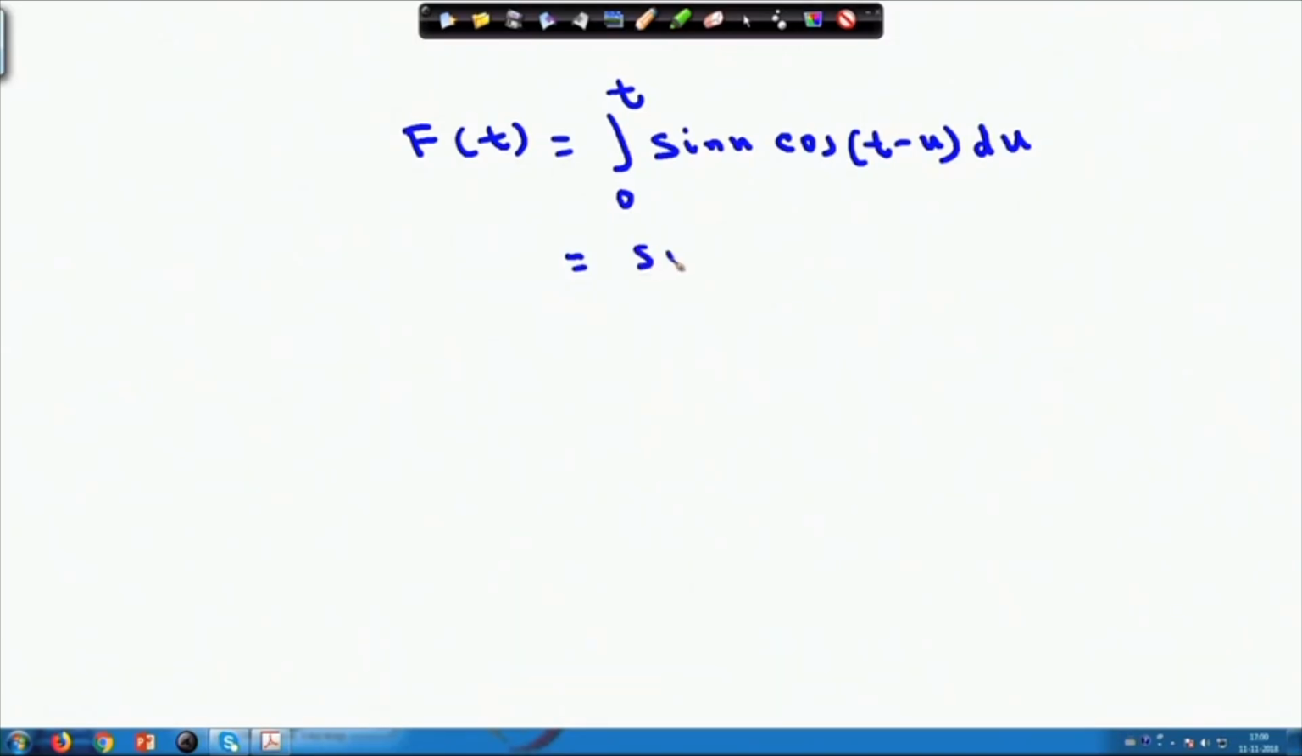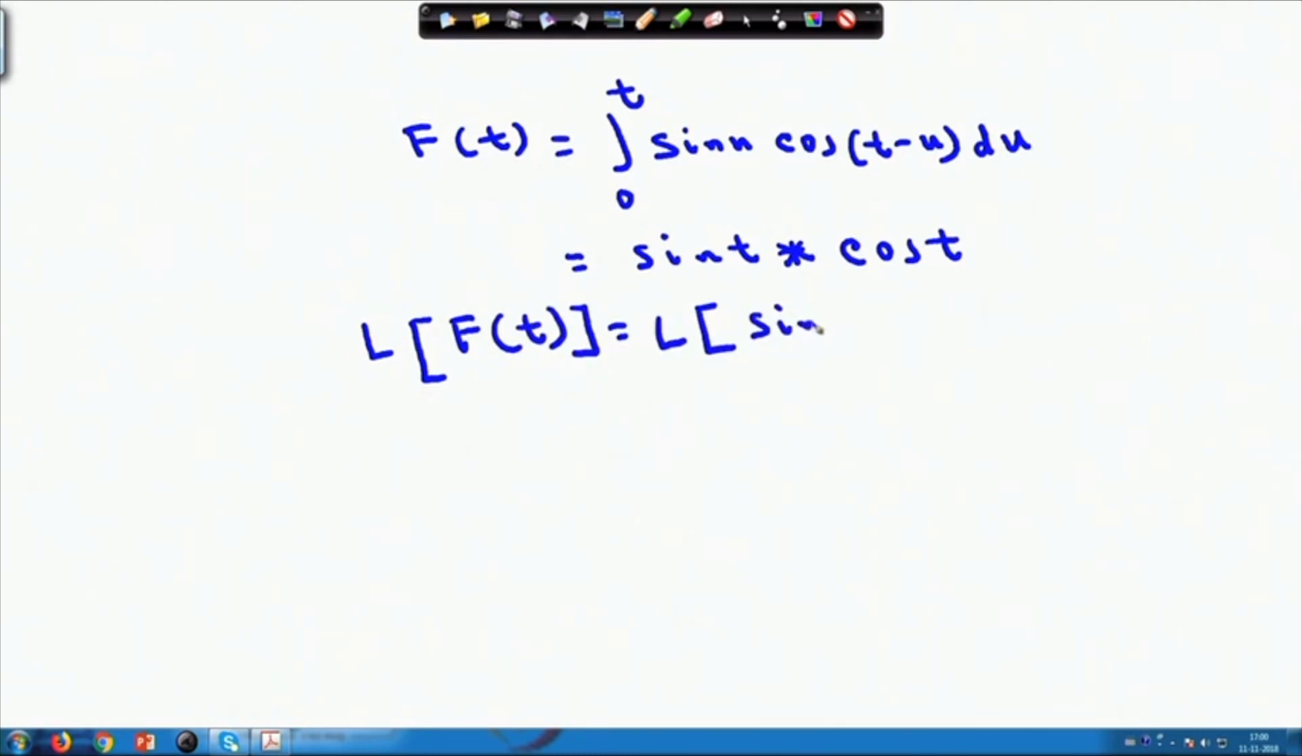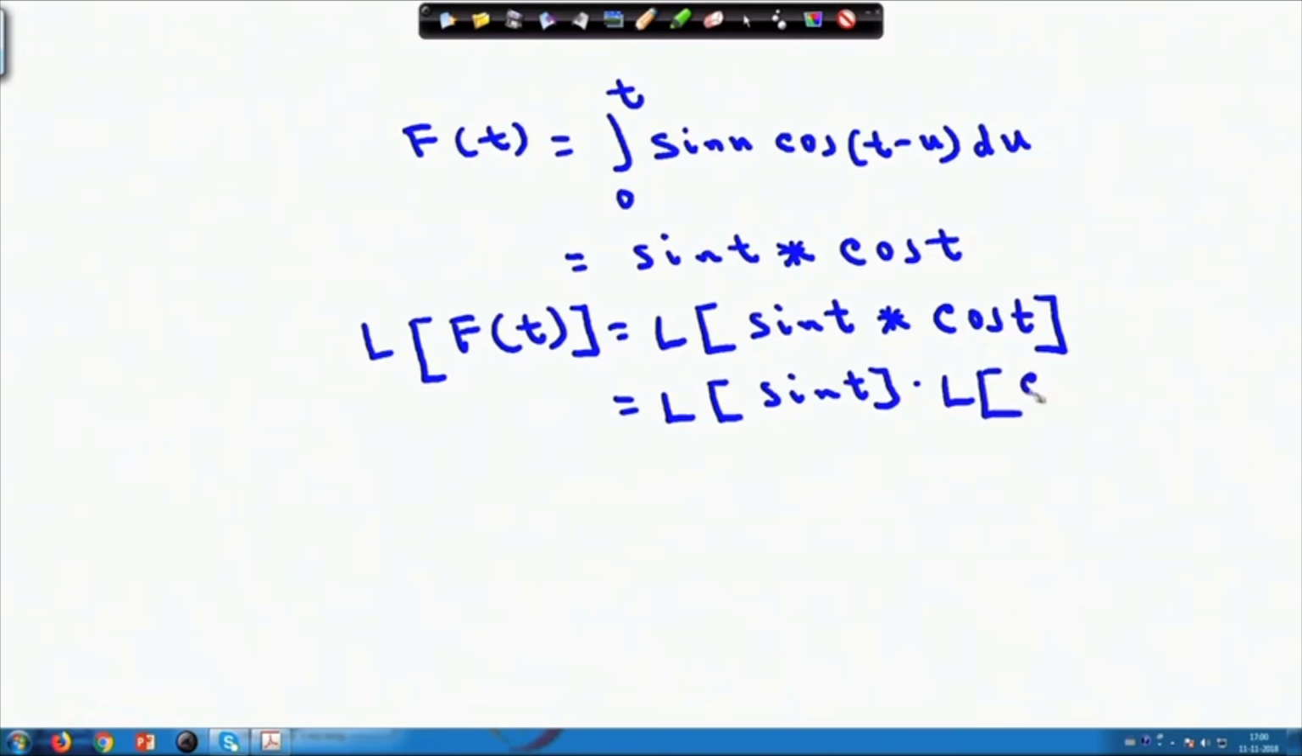I can write it as sin t star cos t. From the definition of convolution, this is equal to sin t convolution cos t. Now, I can take the Laplace transform on both sides of the given equation. I will obtain the Laplace transform of sin t convolution cos t. And from the property of convolution, using the theorem, I can write it as the Laplace transform of sin t into the Laplace transform of cos t, which is known to us.